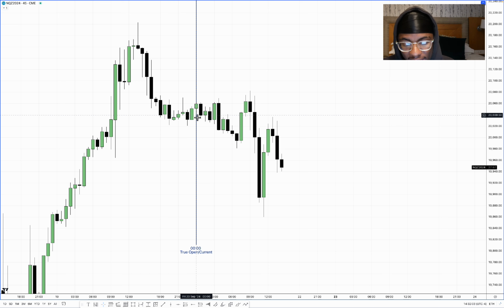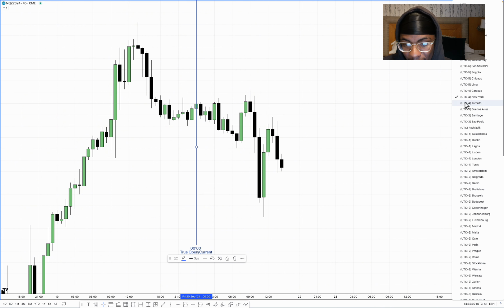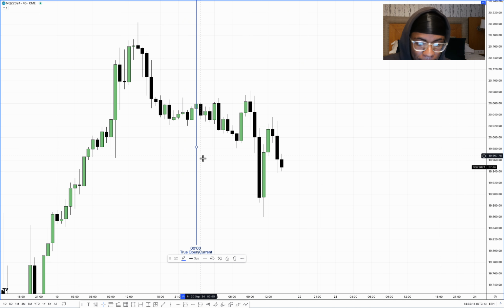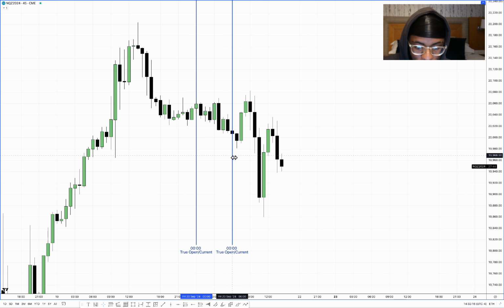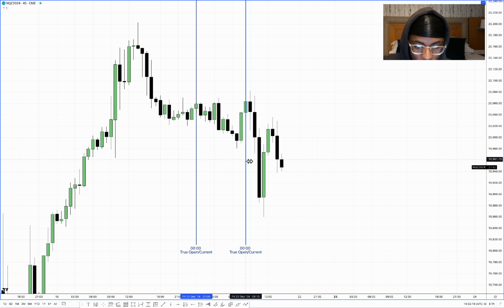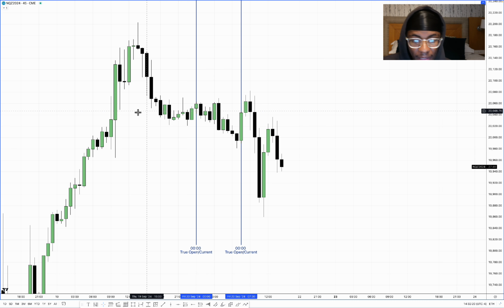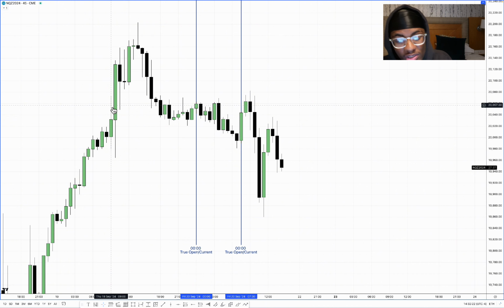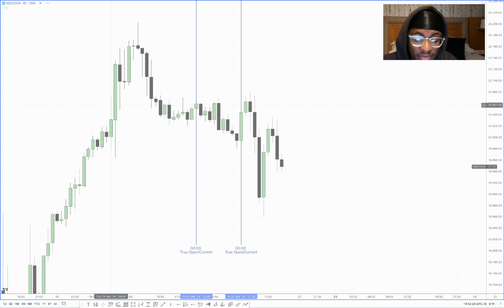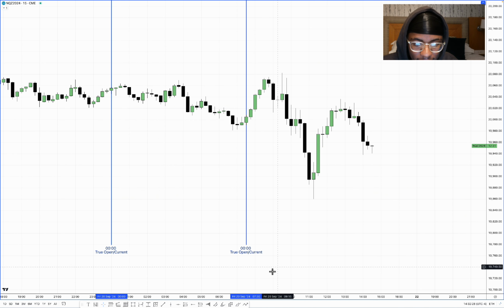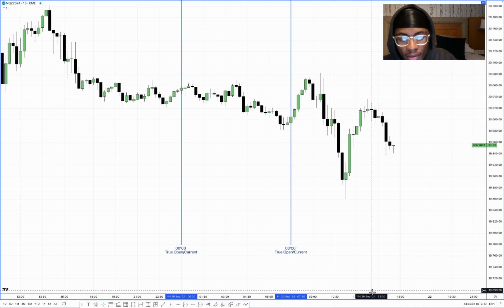The second one is 7:30 New York time. Everything is within UTC-4 New York time. Let's copy this to 7:30, which is right there. I'm on the 45 minutes. You can identify this within any time frame, even the 15, specifically the 15, because it can tend to be cleaner.